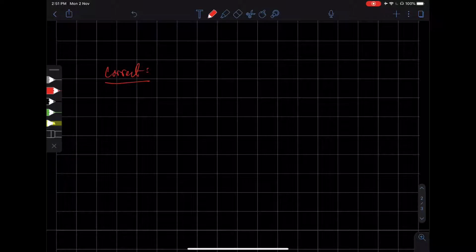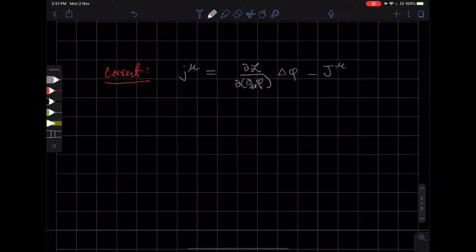I want to use the following convention for my current. J mu is a conserved current, and I want to have it equal to the derivative of the Lagrangian with respect to del of phi times del phi, minus the 4-vector J mu, which arises from the variation of the Lagrangian. And the reason why we choose this sign is that the kinetic energy of the field is going to be a positive quantity.